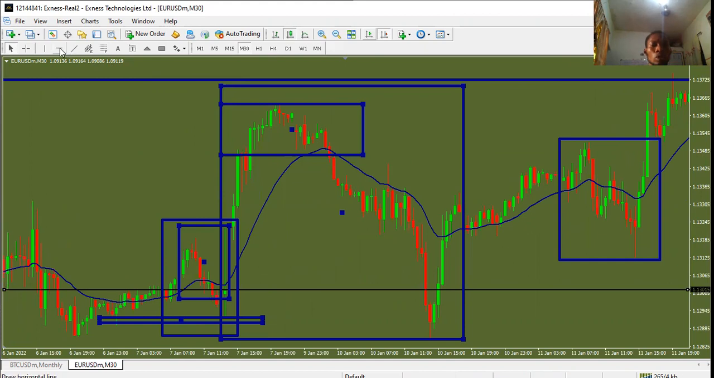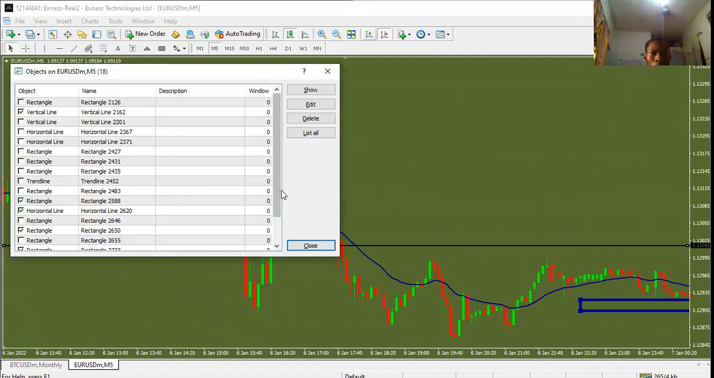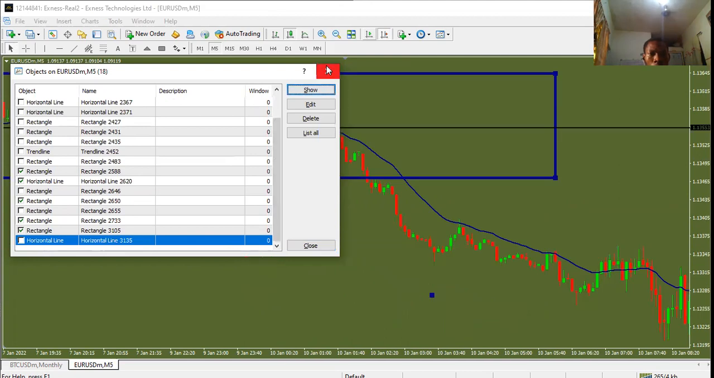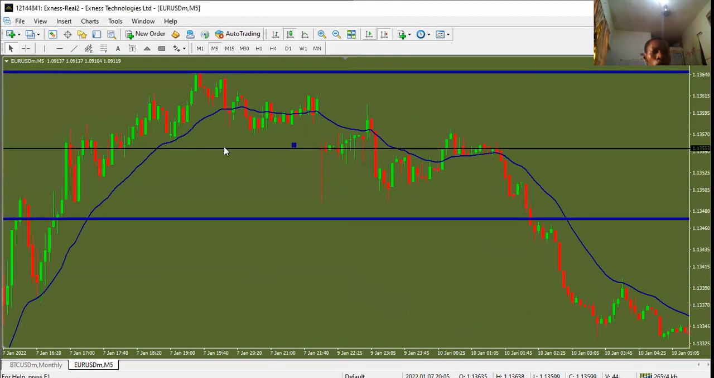This is now the market structure. This is the 30 minutes time frame. And now from 5 minutes, what do we see? From 5 minutes, what do we see? We saw a break in the market structure. This is the market structure level here in 5 minutes.